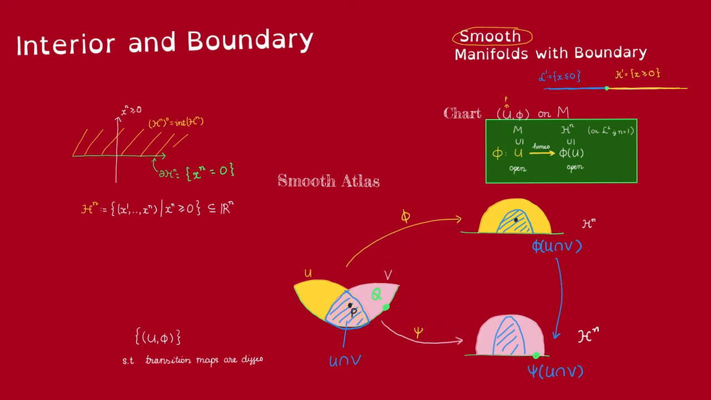Well, you probably feel a bit uneasy about this. How do we know this is well defined? What if P is mapped to an interior point under one chart, but then it's mapped to a boundary point under another chart? The good news is that this cannot happen, because any diffeomorphism between open subsets of the upper half space must send boundary points to boundary points and interior points to interior points. We will discuss this in the next video.